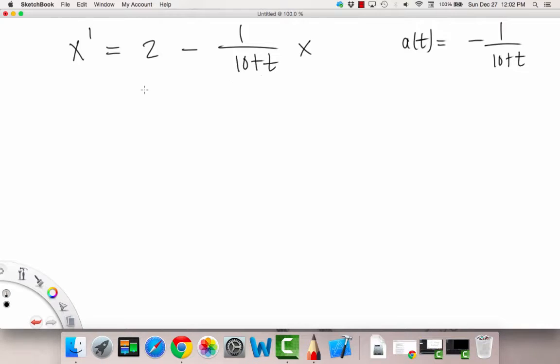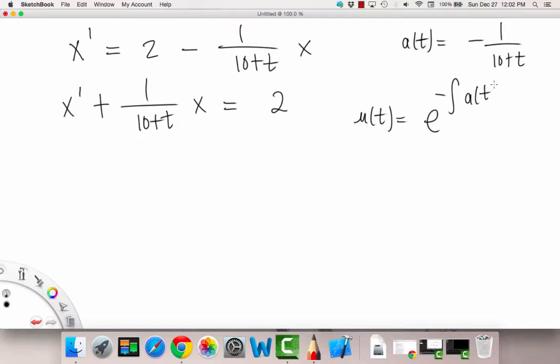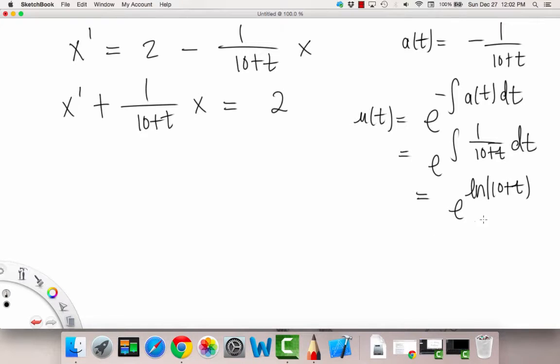So when we rearrange this, we have x prime plus this whole quantity, and I just added that to the left side. Then we're left with a 2 on the right side. Our integrating factor is going to be e raised to the negative a dt, which is equal to e to the, now it's a positive, 1 over 10 plus t dt, and this is basically just e to the ln of 10 plus t, and then this simplifies to just 10 plus t. So that's our integrating factor here, so we'll multiply by this 10 plus t on both sides.